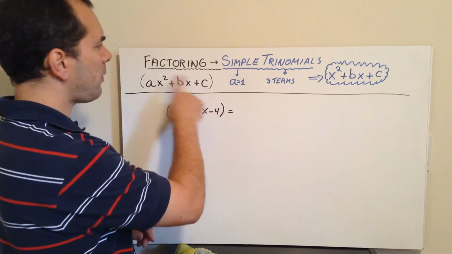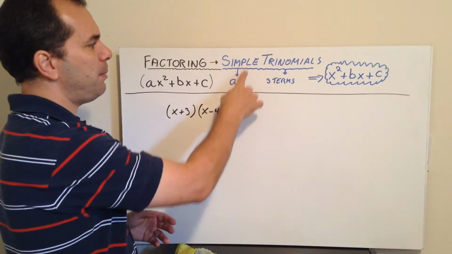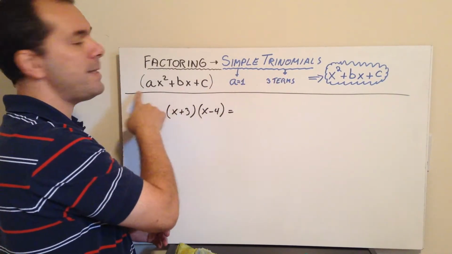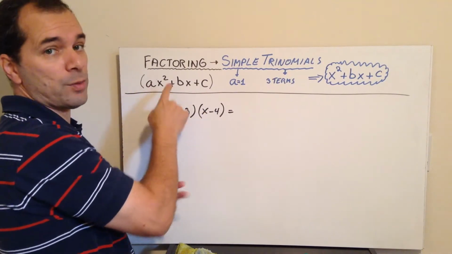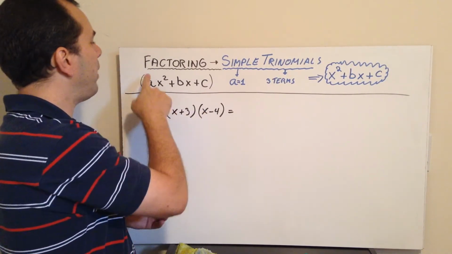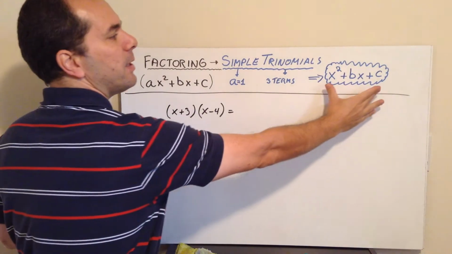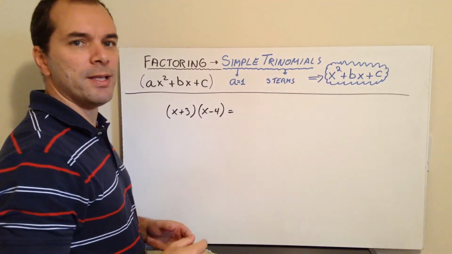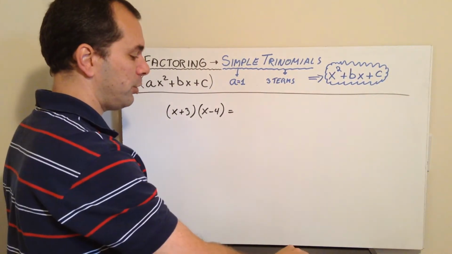So, first of all, what is a simple trinomial? Simple means that the a is 1. Our general term is ax squared plus bx plus c. Well, if my a is 1, then I basically have x squared plus bx plus c. And that's an interesting case, and it's going to be simple for us.